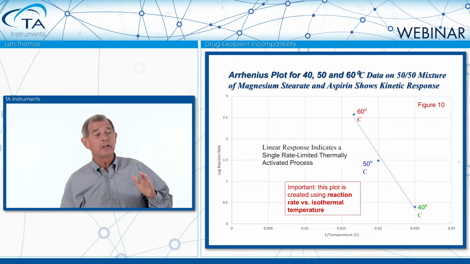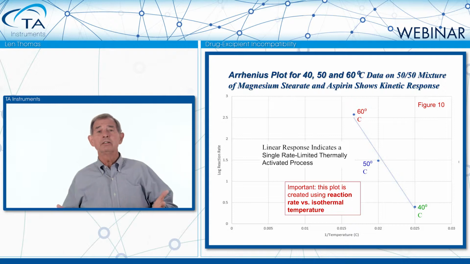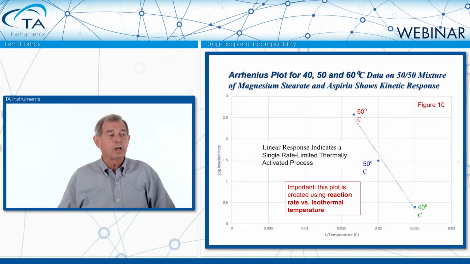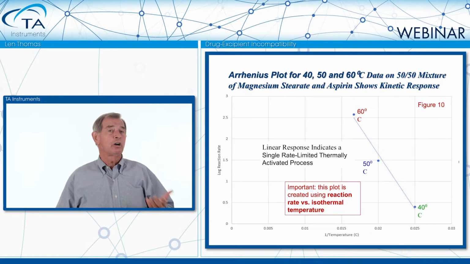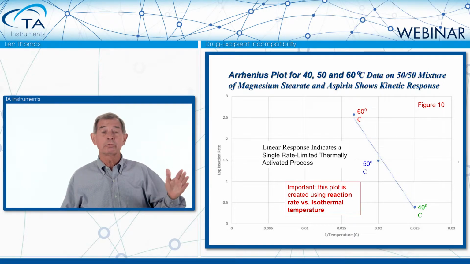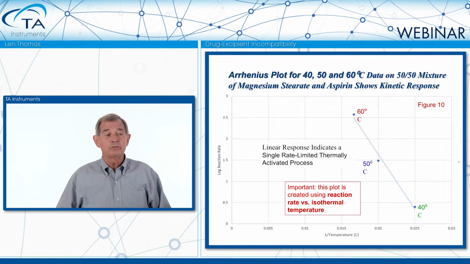Now, we're going to take that measured slope to get our kinetic information. So on the left-hand axis here, we're plotting log of reaction rate. In the previous Arrhenius plot, we plotted log heating rate. Here from the MDSC isothermal data, we're plotting log reaction rate, again, versus 1 over temperature. And so for our three temperatures, 40, 50, and 60, we again see that there's a pretty good straight line indicating that there is a single process that is driving that reaction.